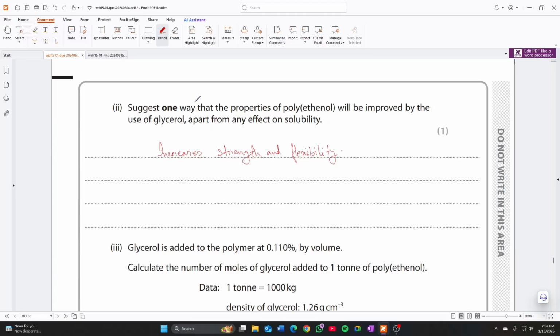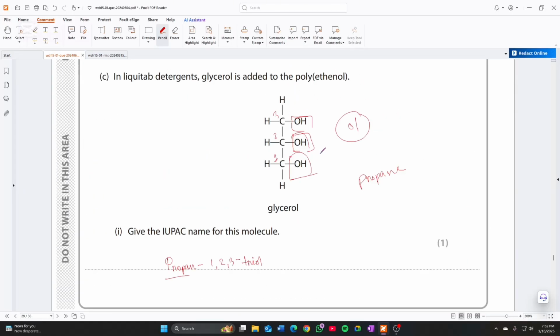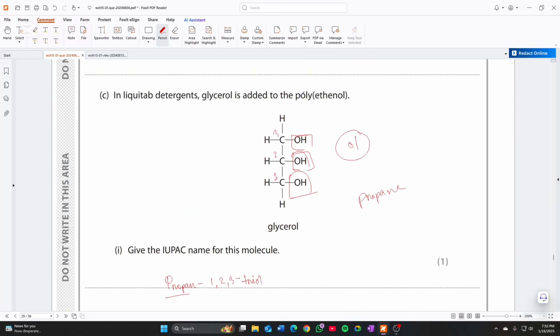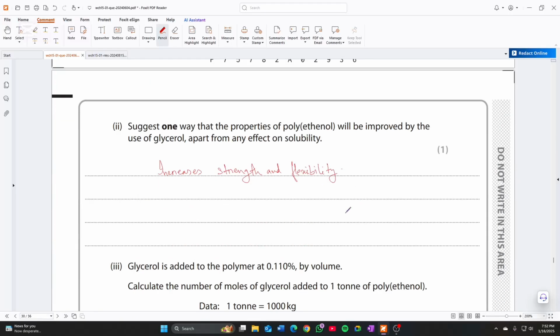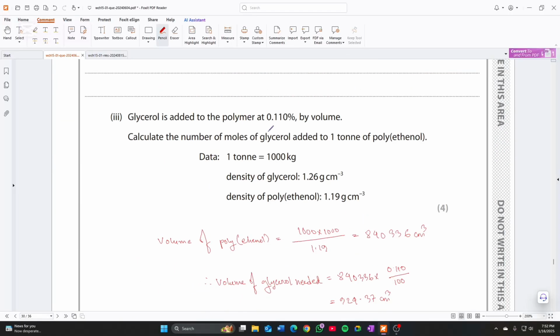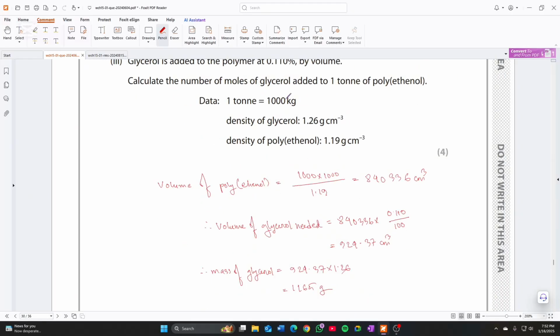Question 2, suggest one way that the properties of polyethanol will be improved by the use of glycerol apart from any effect of solubility. Obviously glycerol increases the solubility, but it will also increase the strength and flexibility of this polymer because of the greater carbon chains. Glycerol is added to the polymer at 0.110% by volume, and then calculate the number of moles of glycerol added to 1 ton of polyethanol.